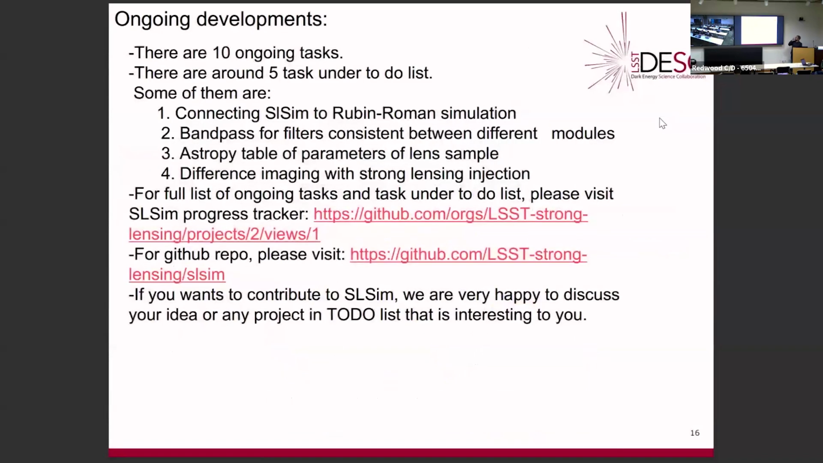Here are the ongoing developments. We have more than 10 ongoing tasks, and also there are more than 5 tasks on the to-do list. If you want to see all these lists, you can visit the SLSim progress tracker on GitHub. And if you want to contribute, I'm very happy to discuss your ideas. If you are interested in any project that is on the to-do list, feel free to reach out to me. We can discuss that too.